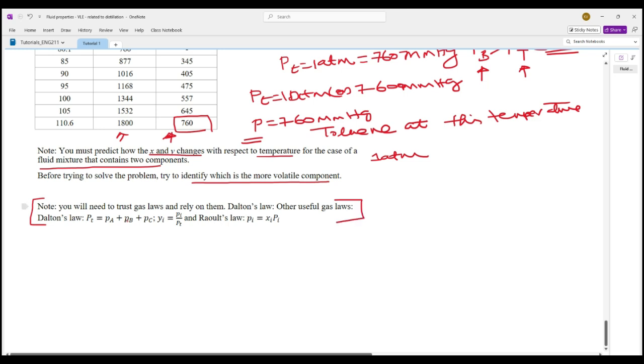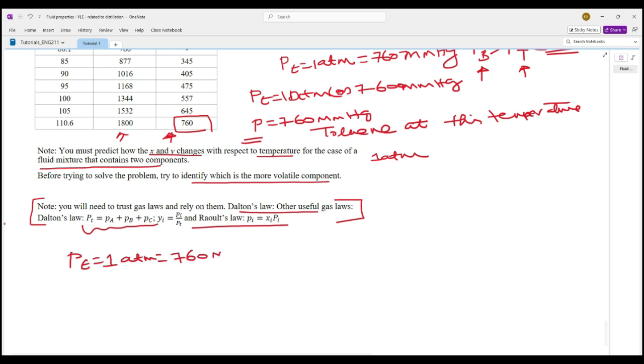If it's an ideal system, then it should obey Dalton's law, and also the so-called Raoult's law. So how do we solve this problem? It's actually very easy. You just use all these equations. So PT is already given. This is equal to 1 atmosphere or 760 millimeters of mercury.